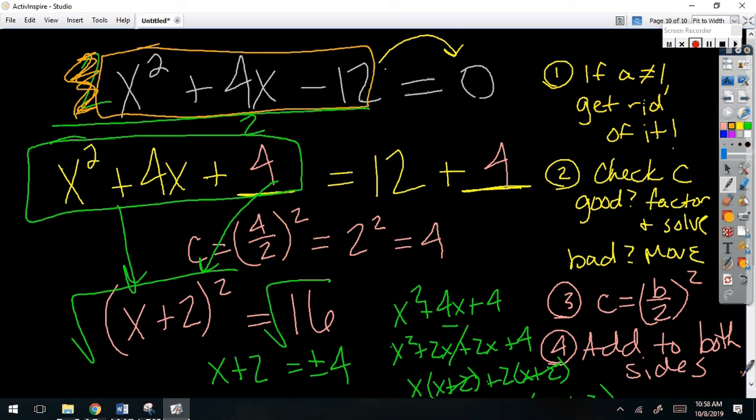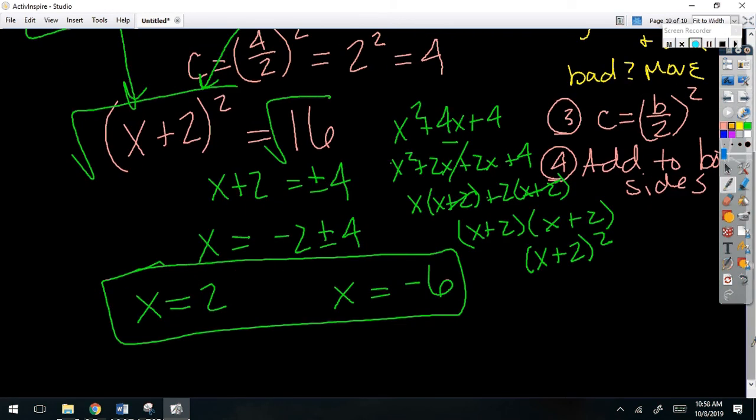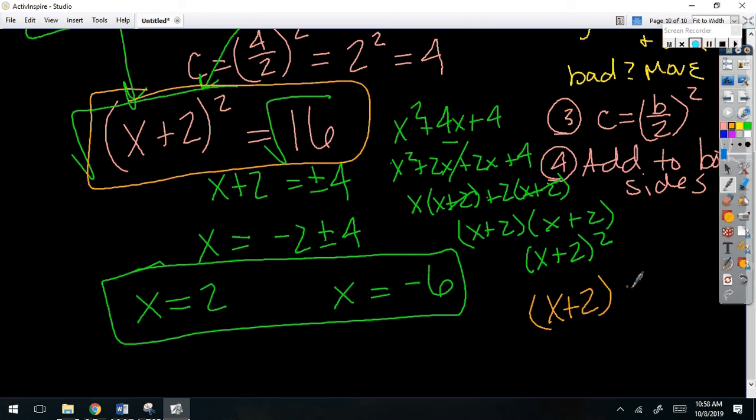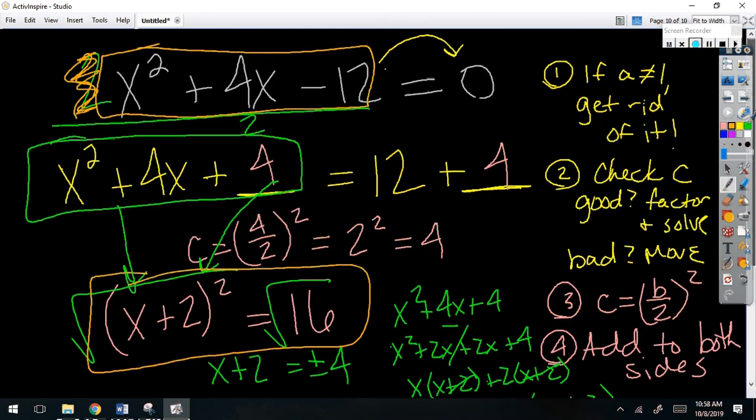When it's in factored form, what does it give me? The x-intercepts. When it's in completed square form, okay, watch what happens. Here's what I want you to do. Now I'm going to move this 16 back over, because initially it equaled 0, right?